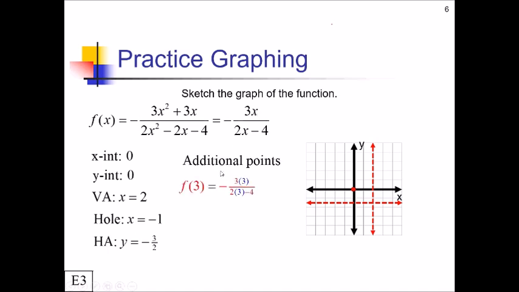So that's going to be, let's see here, we've got -3 times 3 is -9. Down here we've got 6 minus 4, which is 2, so -9 over 2. So we have a point then at 3, -9/2, which is -4.5, which is right about there. So I have a branch going through this point on the left side, approaching my asymptotes but not touching them. I've got another branch going through this point here, again approaching but not touching the asymptotes.